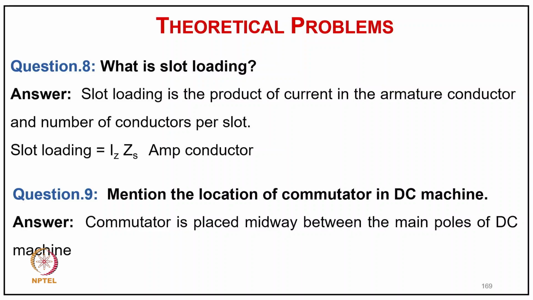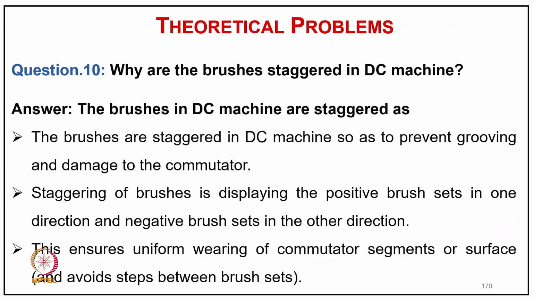Question 8: what is the slot loading? The slot loading is the product of current in the armature conductor and number of conductors per slot. That is, slot loading equals I_Z into Z_S in ampere conductors. Question 9: mention the location of the commutator in a DC machine. Answer: the commutator is placed midway between the main poles of a DC machine.